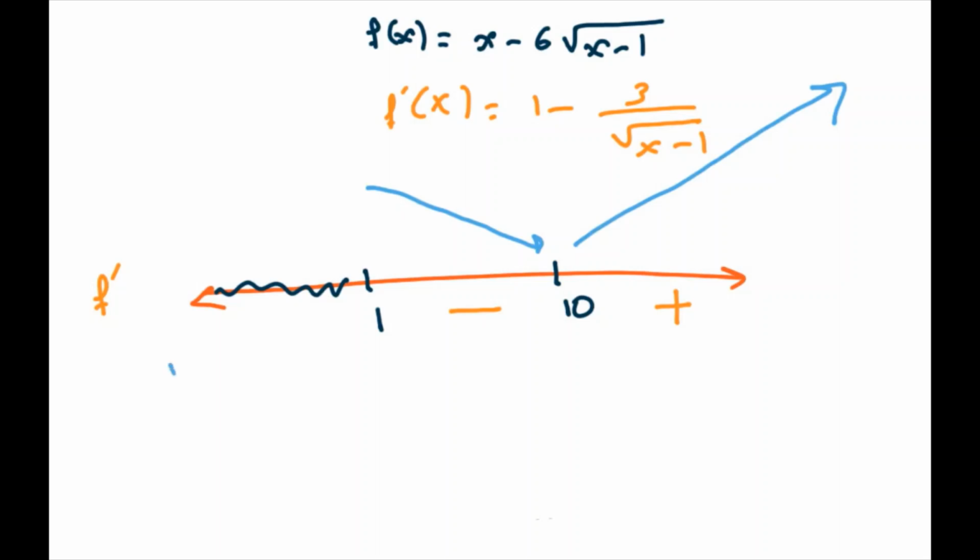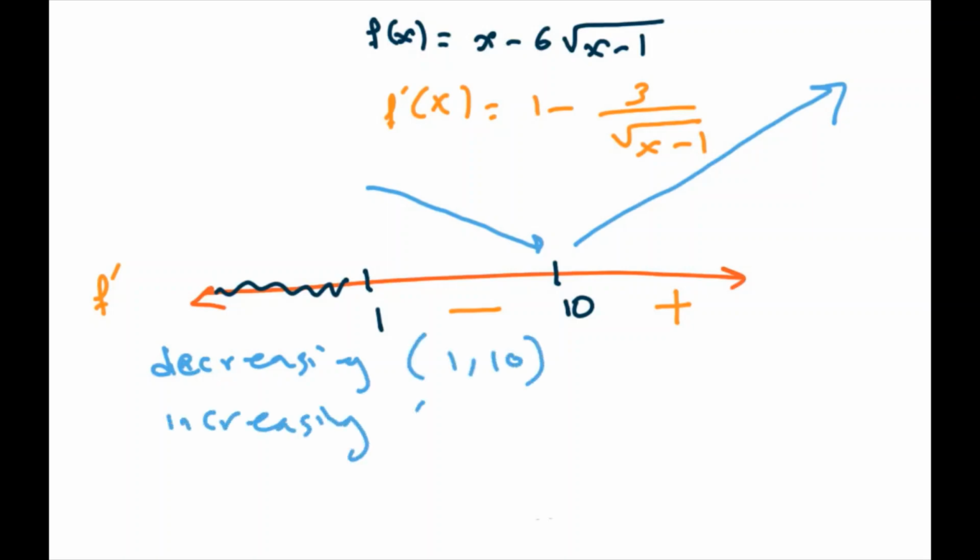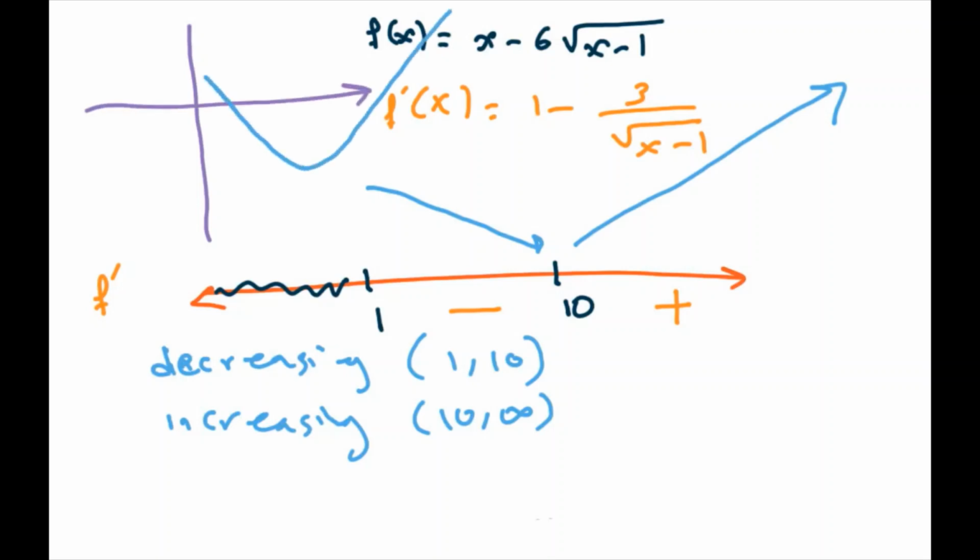So I have decreasing, let's say first, from 1 to 10, and increasing intervals from 10 to infinity. Now what about the extreme values? If you try to draw the function here, it will come like this. So basically this is 1 and this is going to be 10. So this one is a maximum point, but it's a local max at x equal 1, and if you substitute 1 in the function, you will get 1.